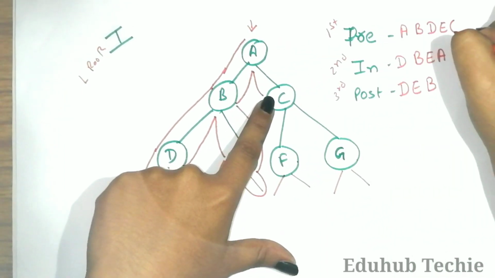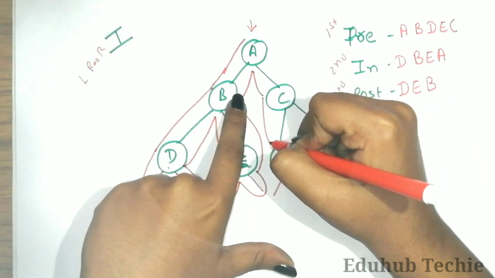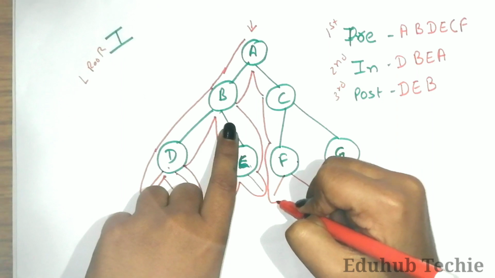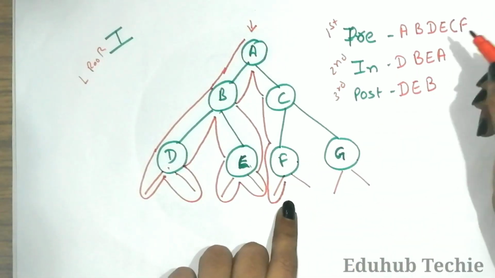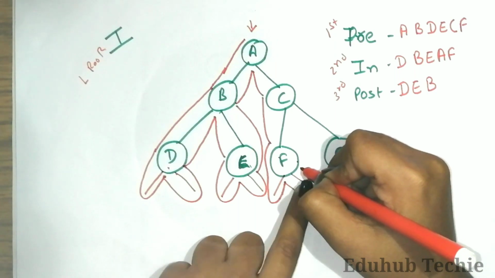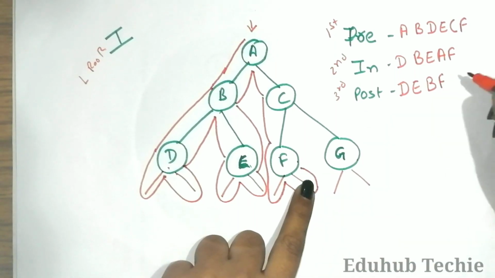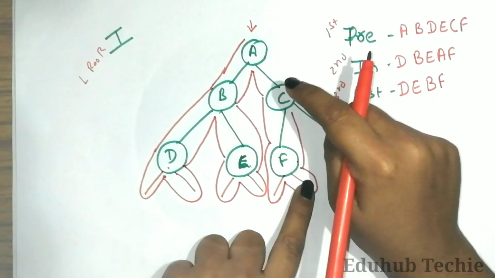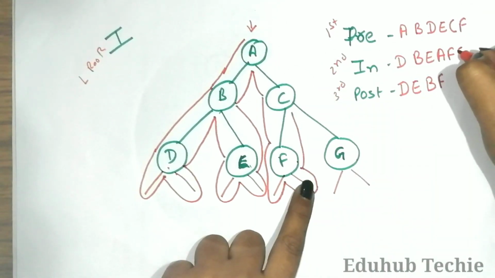Okay, next we'll move to C. For the first time it is pre-order. Then we'll move to F for the first time, it is also pre-order. Then we will move to F for the second time, it is in-order. Again for the third time it is post-order. Then we move towards C for the second time, so it is in-order.